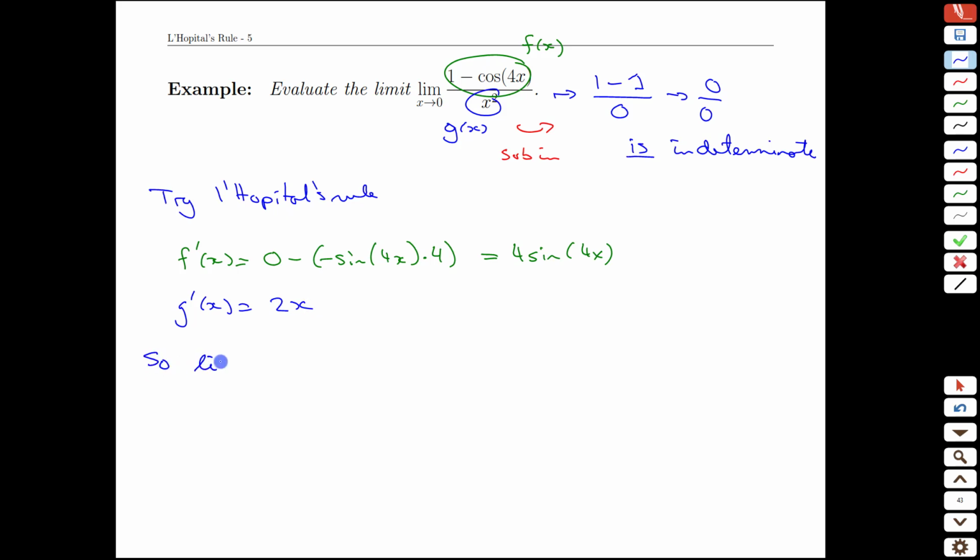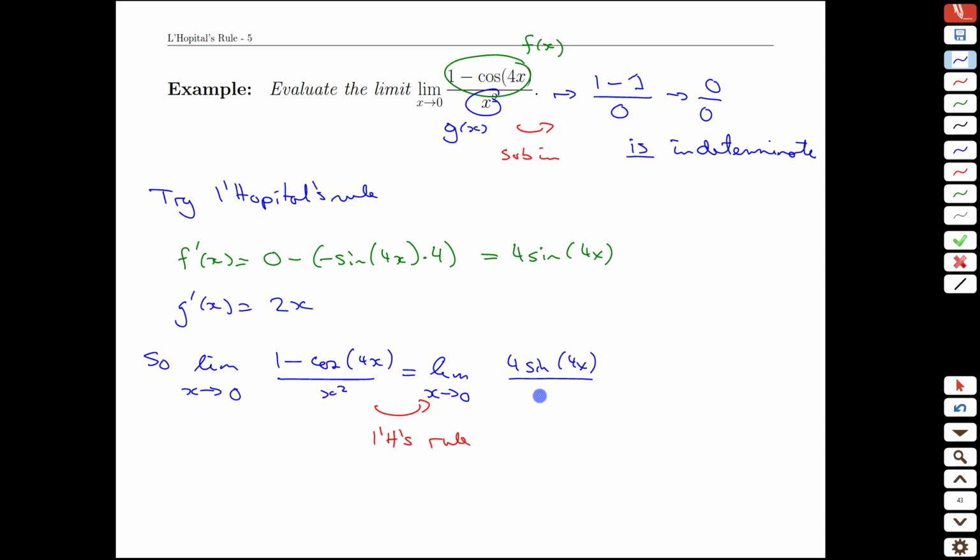Perfect. So the limit as x approaches 0 of what we started with, 1 minus cos 4x all over x squared, can now be traded, using L'Hopital's rule, for the limit as x approaches 0 of f prime, 4 sine of 4x, and in the denominator, the derivative of that was 2x. If you like, you can do these derivatives in one line. You don't need to break it up into this separate calculation. We do it here more for clarity.